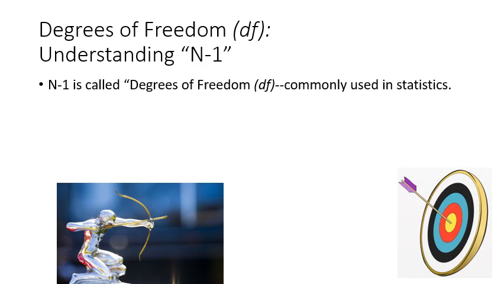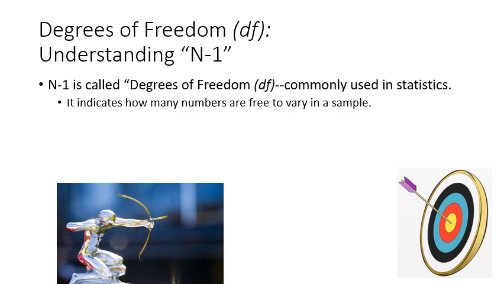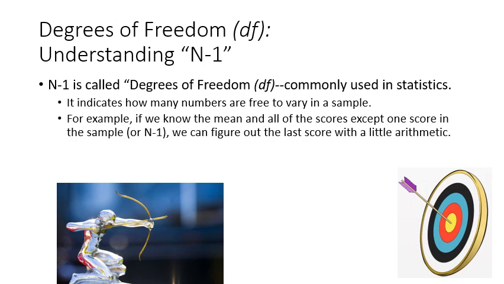Now, what is it about this n-1? n-1 is called degrees of freedom, and it's very common in statistics. What it means is that it tells us how many numbers are free to vary in a sample. If we know the mean, and we know all the scores except one score in the sample, which is the same as saying n-1, we can just use some math and figure out what that last score has to be. All of those scores can be whatever they want to, except the last one.